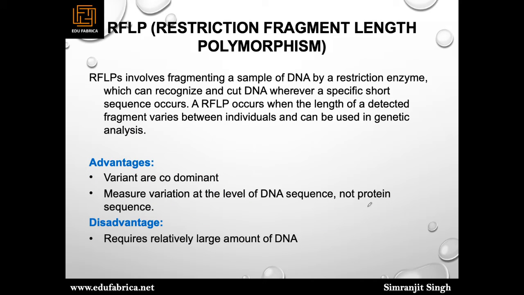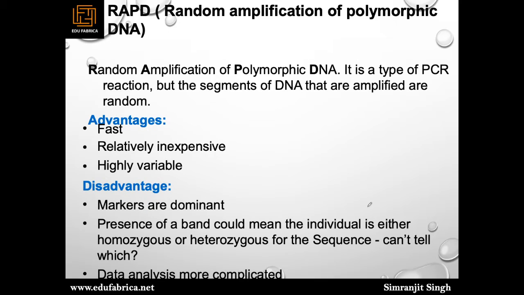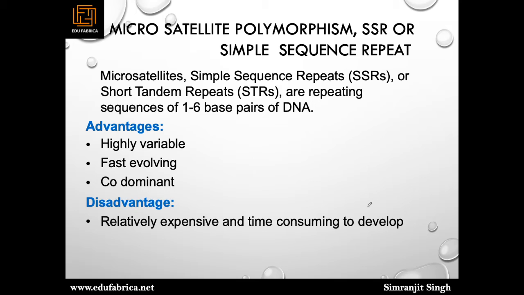RFLP, restriction fragment length polymorphism, involves fragmenting a sample of DNA by restriction enzymes, which recognize and cut DNA wherever a specific short sequence occurs. RFLP occurs when the length of a detected fragment varies between individuals and can be used in genetic analysis. AFLP is the amplified fragment length polymorphism, where we amplify the restriction fragments and reduce the complexity of the material to be analyzed. RAPDs are random amplifications of polymorphic DNA, where we use a type of PCR reaction to increase a DNA segment and amplify it in a random way. Then there are SSRs, microsatellite polymorphisms, which are short random repeats of sequences of 1 to 6 base pairs again and again, like ATCG, CT, ATCG, CT, and so on.